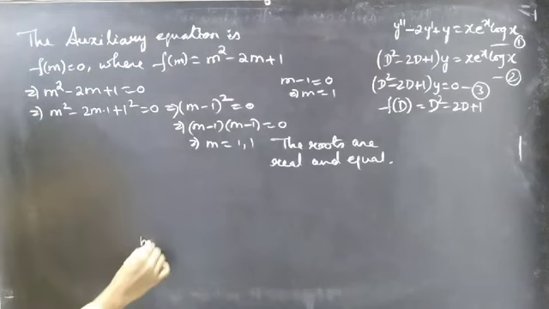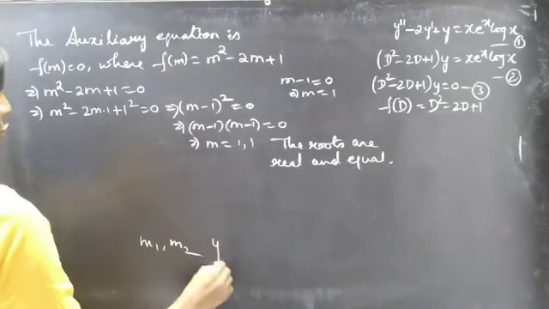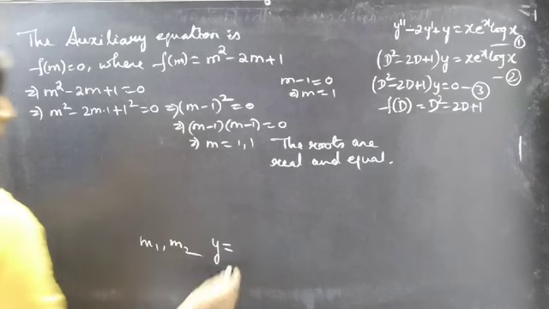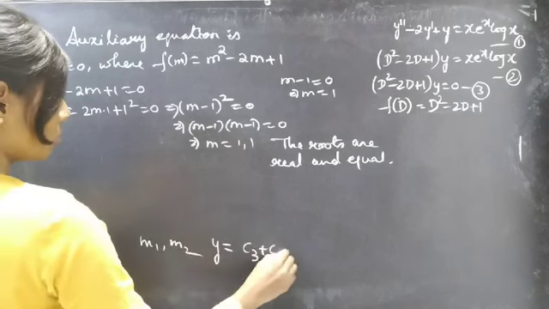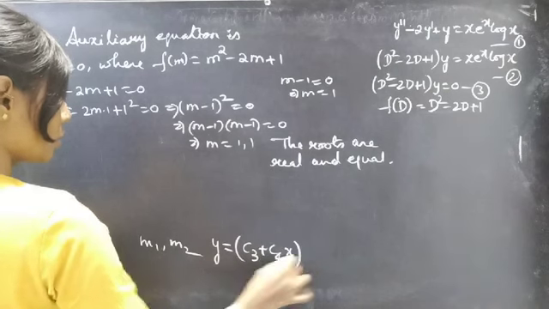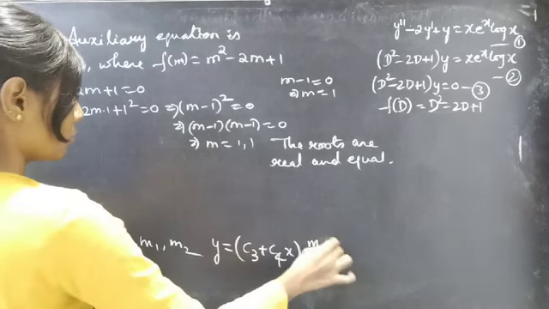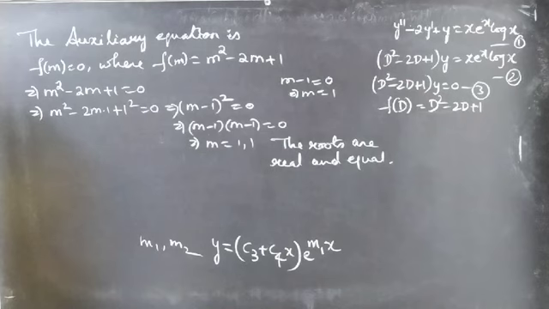We know that when two roots m1 and m2 are real and equal, then the solution to our homogeneous equation looks like y equal to c3 plus c4 x into e power that equal root into x. Here we are taking c3 and c4 instead of c1 and c2 because I want c1 and c2 to appear in the last general solution to our problem, right?